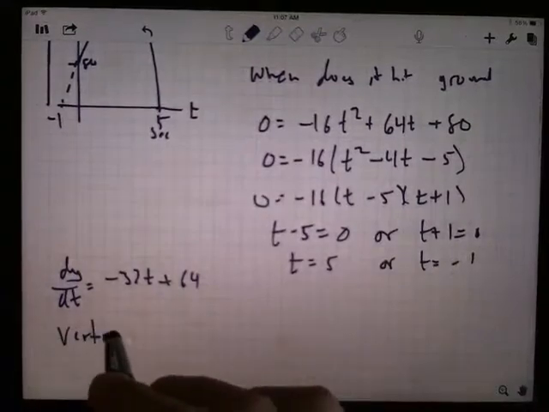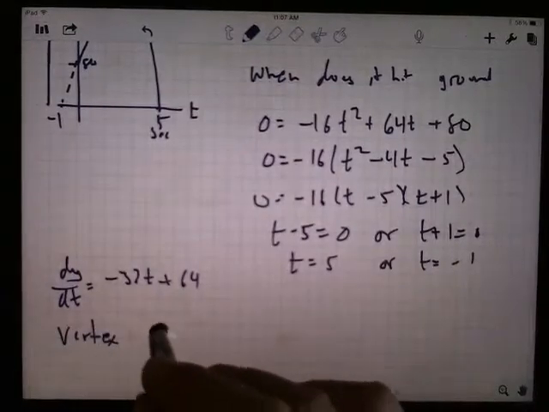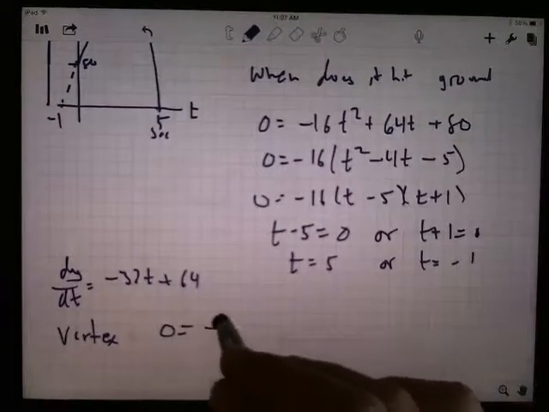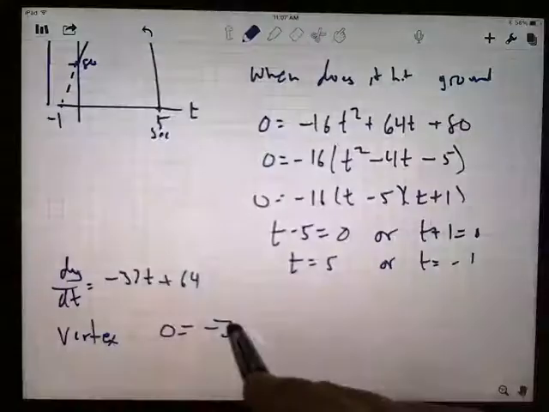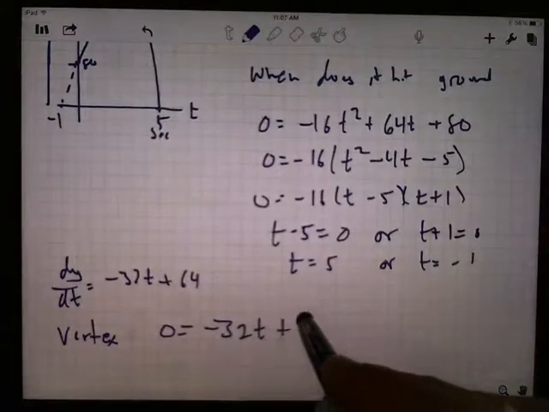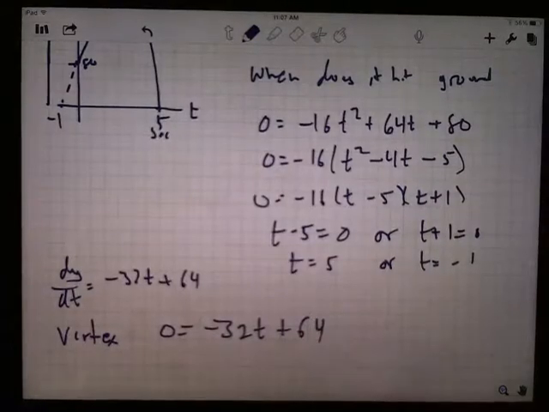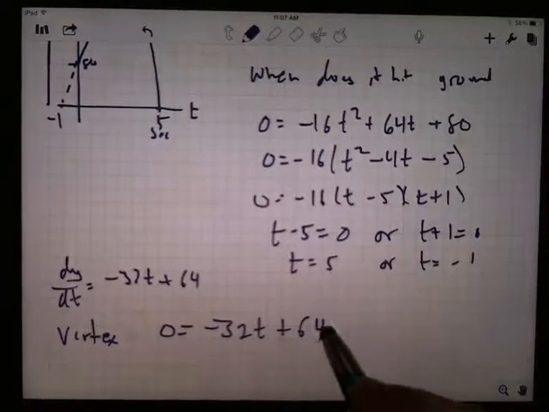To find the vertex, I set that derivative equal to 0 because it's the only place on the parabola where there's a horizontal tangent line. So to find the vertex is the same as saying find the spot where the derivative is equal to 0.